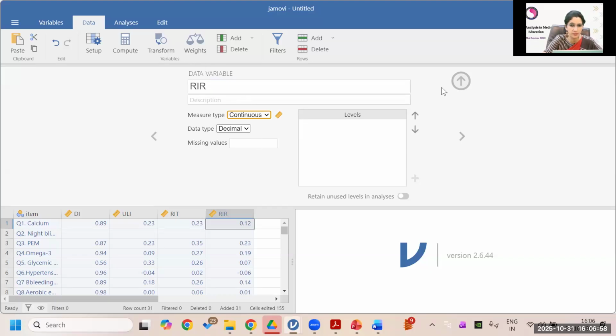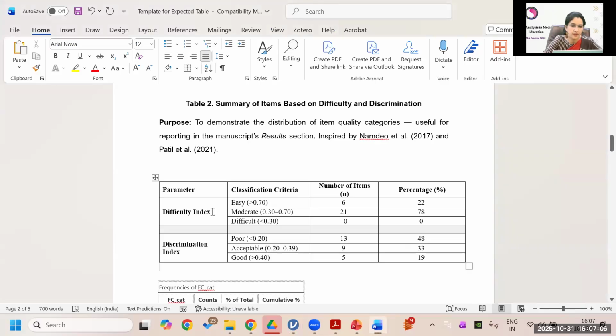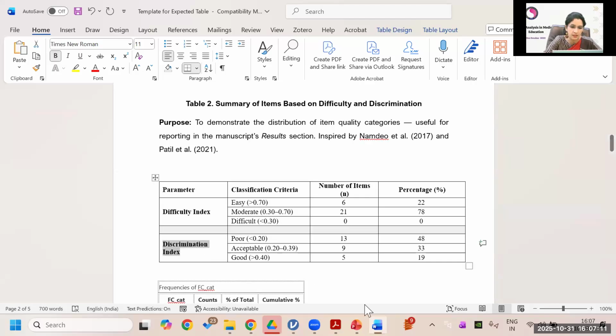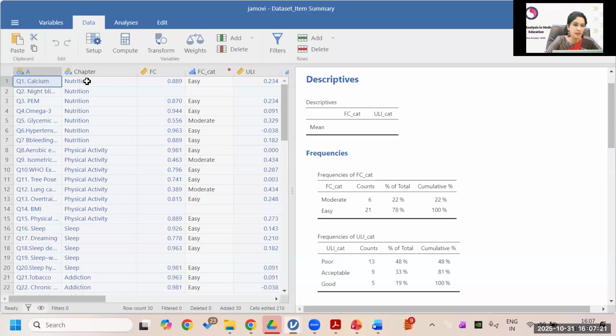So we change the variable from this section. Now you have to categorize this variable. If you see this table, we are basically giving two things: difficulty index and discrimination index. So I will change these two variables. We have shared the data set also, and there we have entered the chapter wise. The first 7 questions were from nutrition, then the next question was from the physical activity domain, then the next 5 questions were from sleep. So we have typed which questions belong to which chapter.